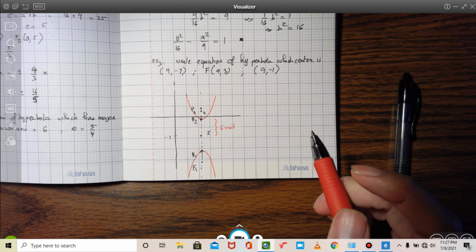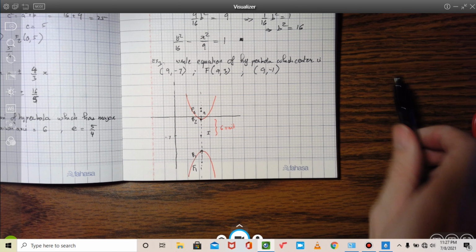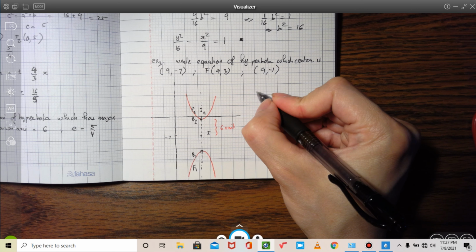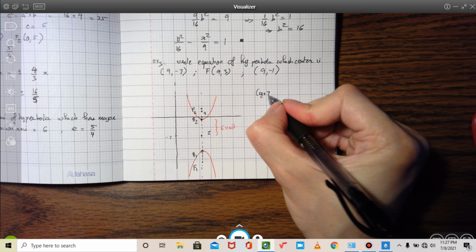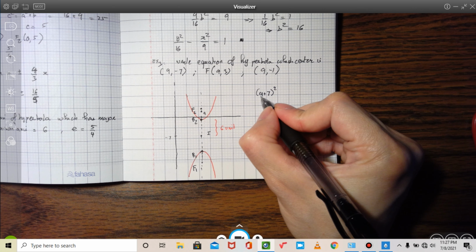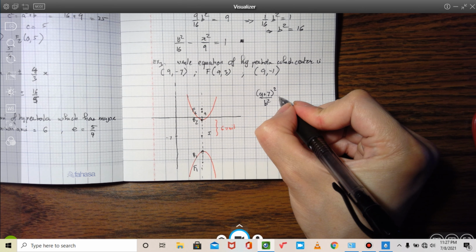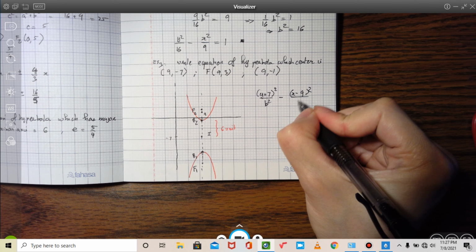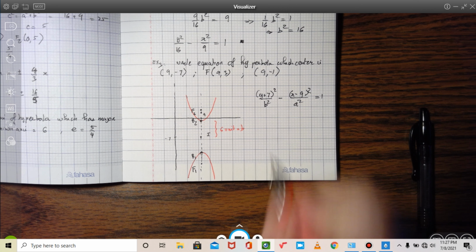We know the center. So this is a vertical one. So we know the equation will be (y + 7)^2 over b^2 minus (x - 9)^2 over a^2 equals 1. So our job is to find a and b. So this is your b unit right here.